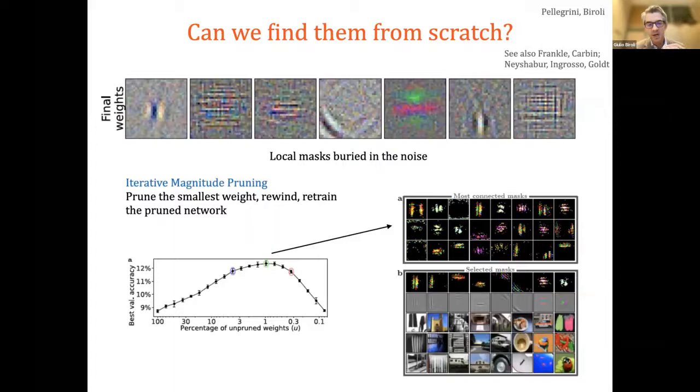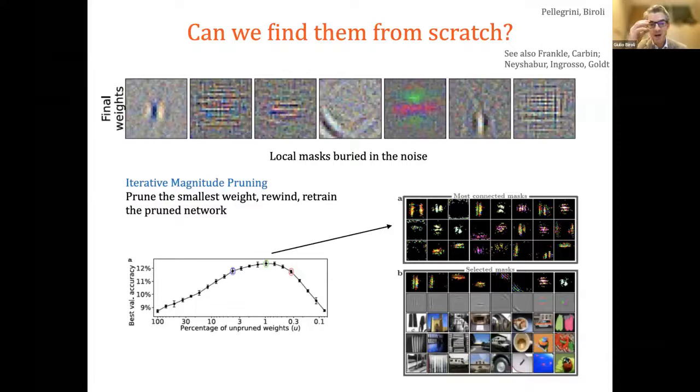You see that you have some kind of local mask, exactly like the one that you could have in a CNN, but these are buried in the noise. So there are a lot of Ws which are different from zero, and then there are some Ws which are quite strong, that resemble the local features that you find in CNNs.